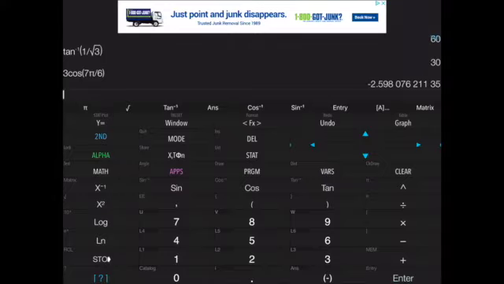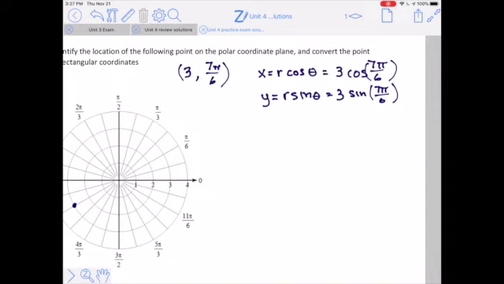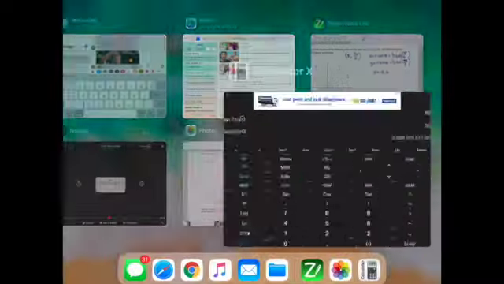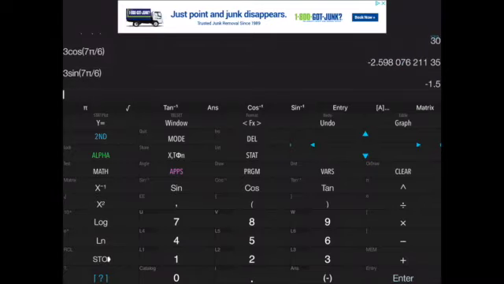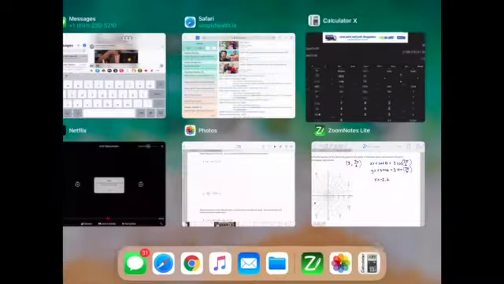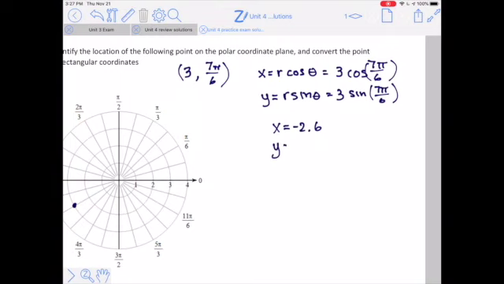It's negative 2.6. And then 3 times the sine of 7 pi over 6 is negative 1.5. So then the coordinate pair would be negative 2.6, comma negative 1.5. So this is in polar coordinates, this is in rectangular coordinates.